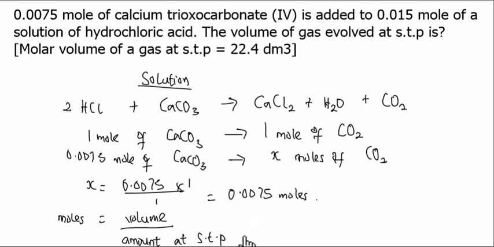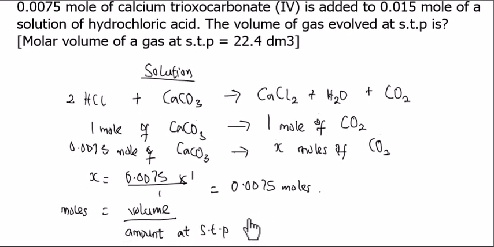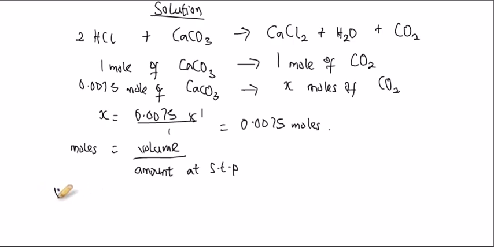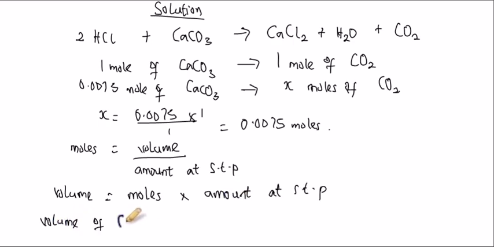So let's proceed to make volume the subject. From here we can say volume equals moles multiplied by amount at s.t.p. Volume of carbon dioxide, that is the gas produced, equals the number of moles, which is 0.0075, multiplied by the amount at s.t.p, the molar volume of gas, 22.4. Calculating this, we have 0.168, our unit in dm cube.